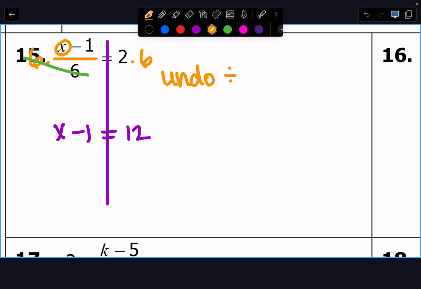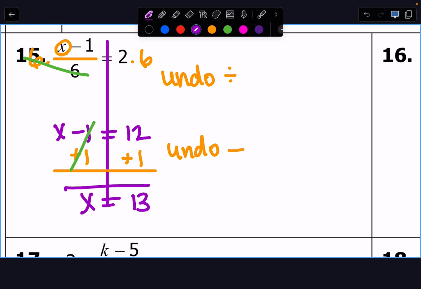Okay, now we can undo that subtraction by adding 1 to both sides. So we get x is 13. It's not as scary as it looks, is it?